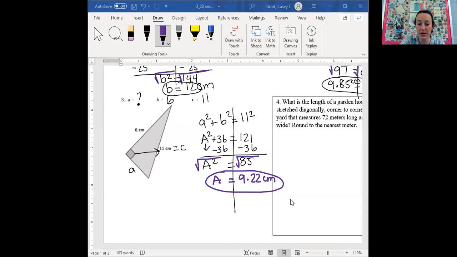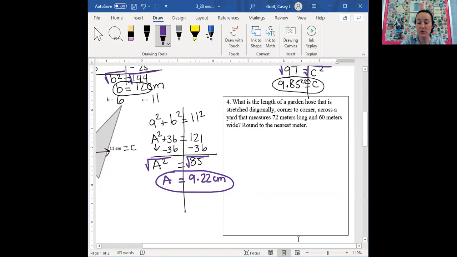We've got one more problem that we are going to look at, and then I'm going to have you guys practice. The last one's going to be a word problem. I know we don't like word problems, but we're going to draw a picture and take it step by step. It's going to be okay. What is the length of a garden hose that is stretched diagonally, corner from corner, across a yard that measures 72 meters long and 60 meters wide? Round to the nearest meter.